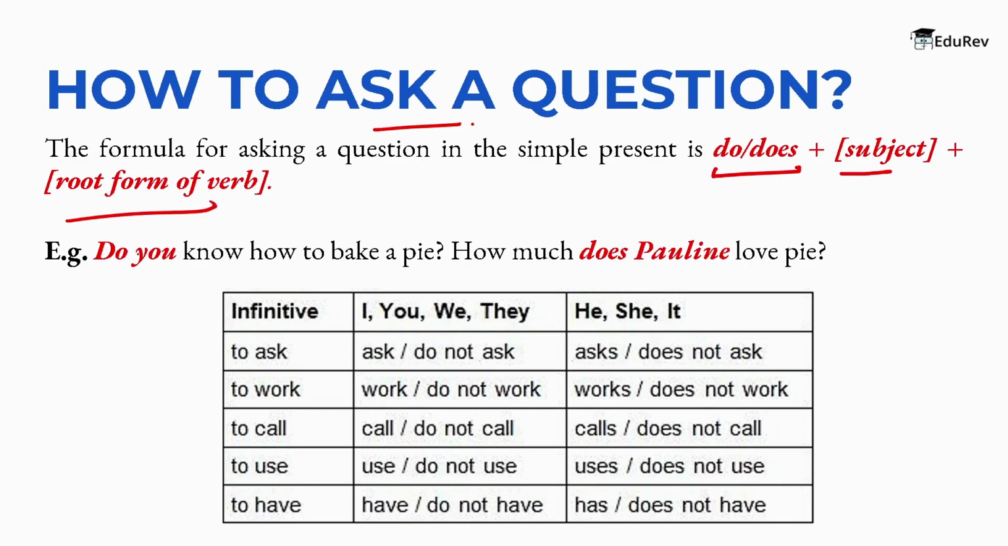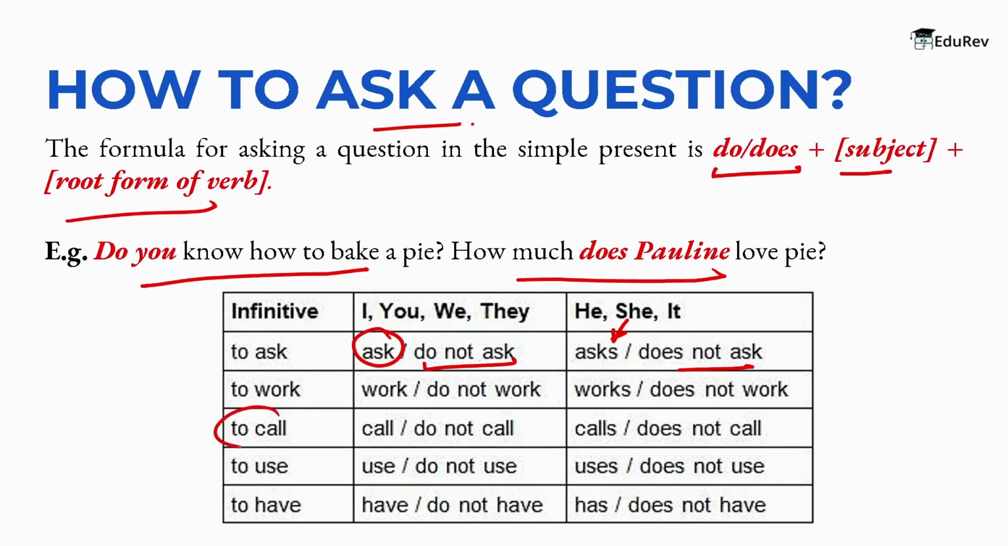For example, do you know how to bake a pie? How much does Pauline love pie? For example, to ask, we use ask or do not ask, and for he, she, it, we say asks or does not ask. Then for to work, we say for I, you, we, they, work. For example, I do not work, you do not work, they do not work, they work, etc. Right? For he, she, it, it will be she works, she does not work, it works, it does not work.